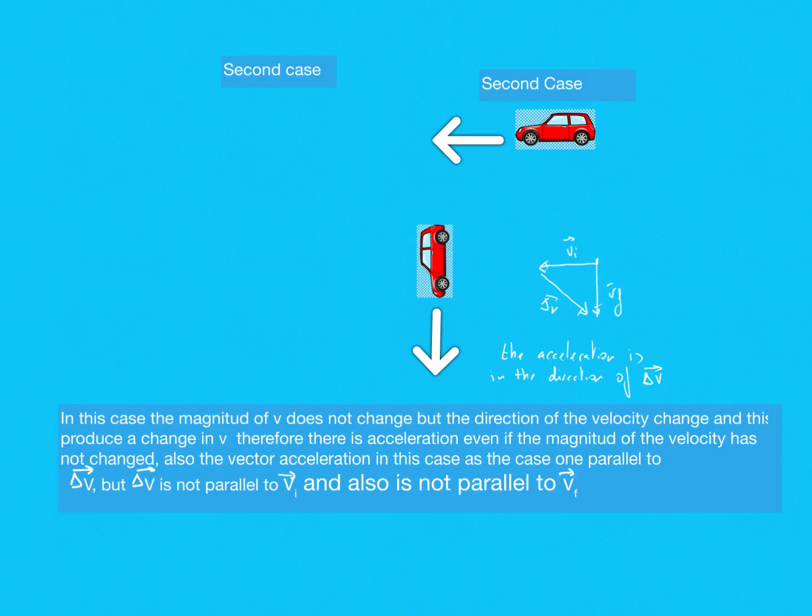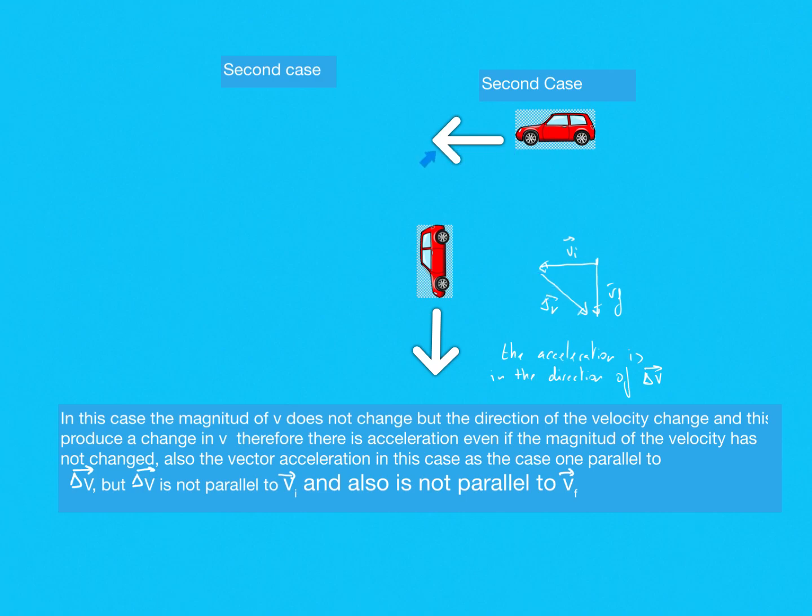Now, look at the second case. The second case is when the car is not changing the magnitude of its velocity, but is changing the direction. So initially, the velocity v sub i is like this, and finally the car is moving like this, so the final velocity v sub f is like this. Pay attention that I have put v sub i and v sub f with the tail together. So now I can find the delta v.